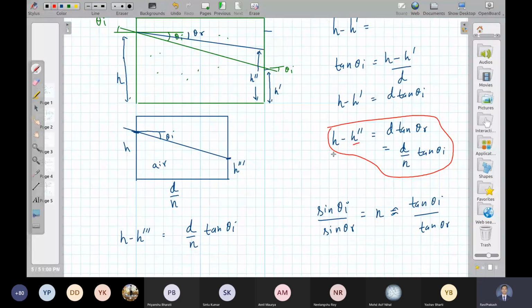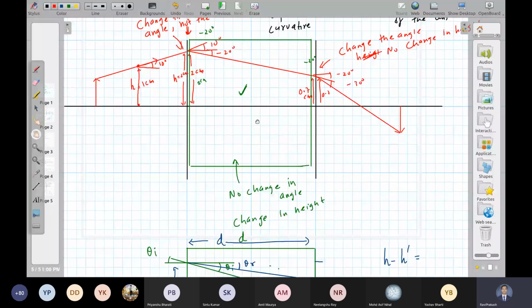So h double dash is h triple dash, or you can produce the same effect by air slab also. Air slab से भी same effect produce कर सकते हैं. If you choose length of air slab is equal to this. Means इसका क्या मतलब हुआ? A water slab of thickness d, d thickness का water slab, और d by n thickness का air slab इक्विवेलेंट है.